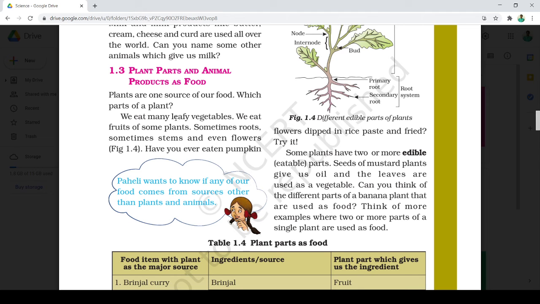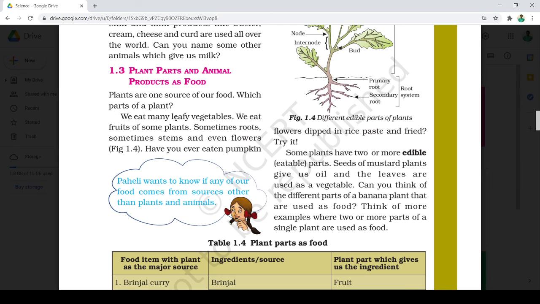Some plants have two or more edible parts. Here, edible means eatable. Seeds of mustard plants give us oil, and the leaves are used as vegetables. Can you think of the different parts of a banana plant that are used as food?